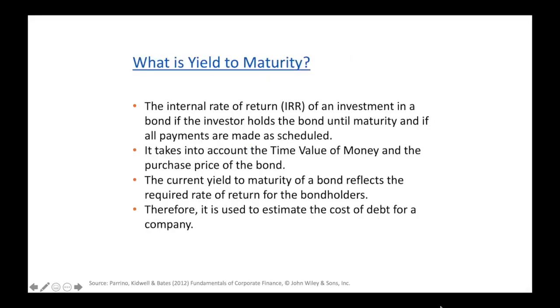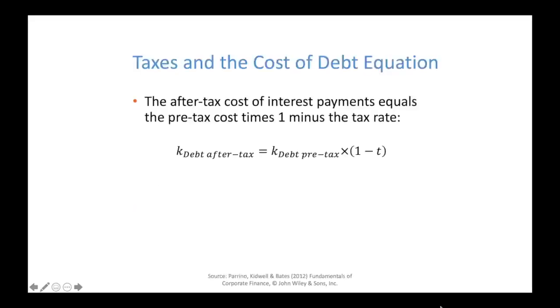The yield to maturity is the internal rate of return of an investment if the investor holds the bond until maturity and if all payments are made as scheduled. It takes into account the time value of money and the purchase period of the bond. The current yield to maturity of a bond reflects the required rate of return for the bond holders. Therefore, it is used to estimate the cost of debt for a company. The after-tax cost of interest payments equals the pre-tax cost times 1 minus the tax rate.